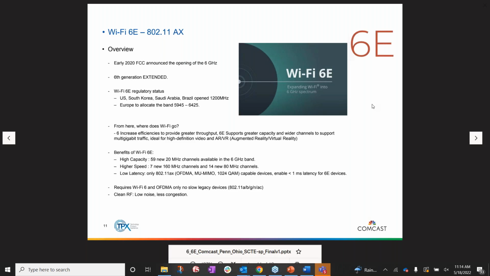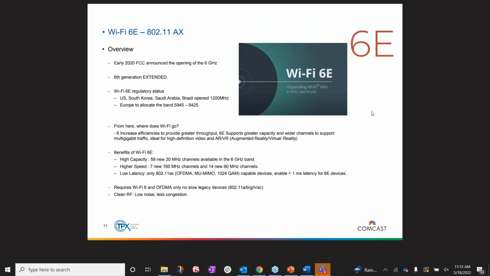Okay, so now we talk about 6 gigahertz. In early 2020, somewhere in April, May, FCC chairman Ajit Pai officially announced that 6 gigahertz is going to be available for unlicensed Wi-Fi, and it is a good sign. For people who are working on the WLAN side, it is good news, because over 20 years, we have been working on only 2 bands, 2.4 and 5 gigahertz.